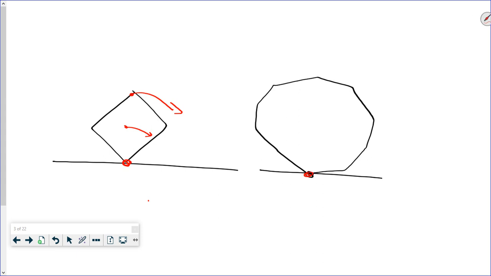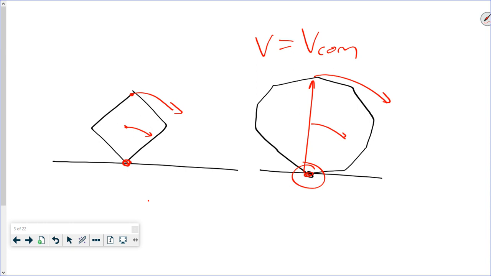So here's my pivot point. It's going to tip over. This point's going to go forwards. This point's going to go forwards faster because it's got twice the radius. Okay? So relative to the ground, at the point of contact, there's no motion. All right? The velocity of the object is equal to the velocity of the center of mass. And then the velocity of a point at the top is double that. Okay?